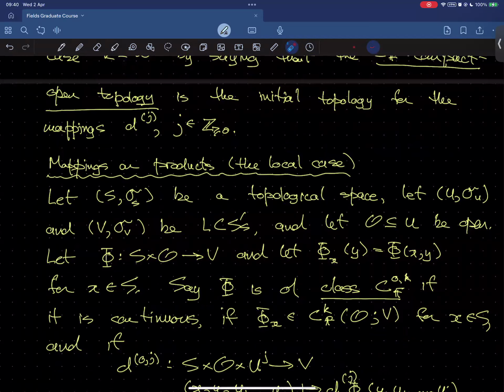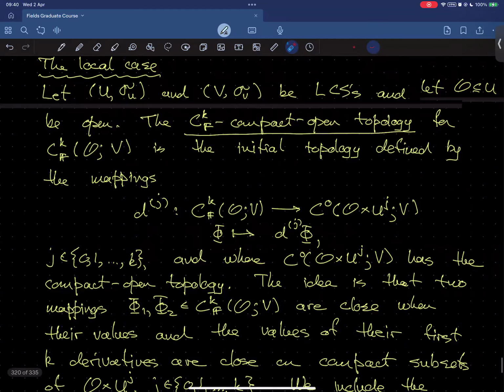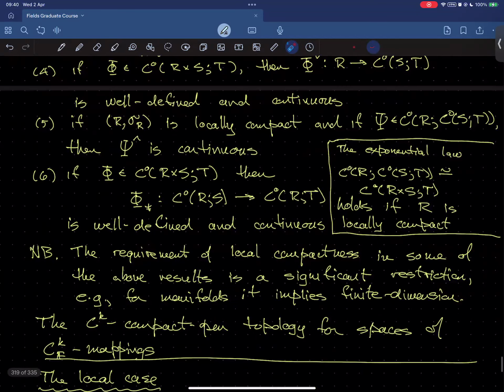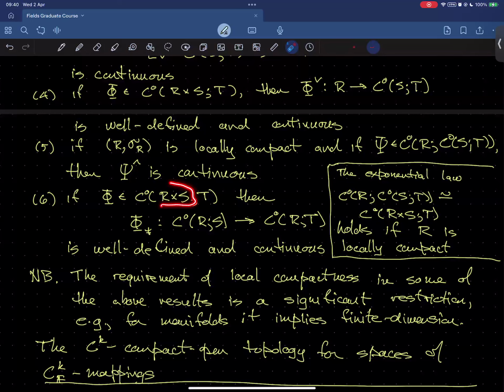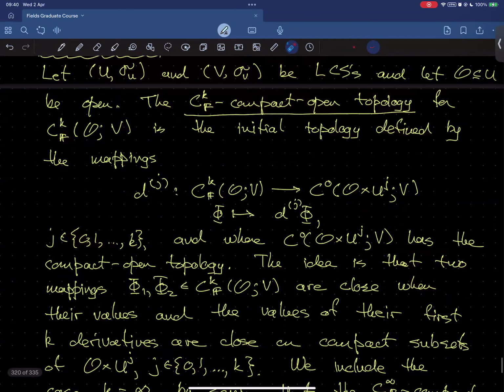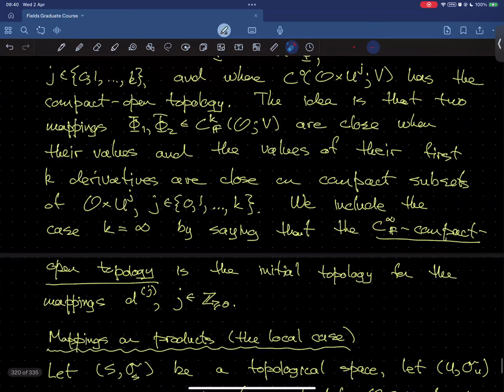So one of the annoying things about all of this discussion is we saw that we are interested in mappings defined on products. Because mappings defined on products correspond to mappings into spaces of mappings. So I have a mapping here into a space of mappings, and that corresponds to a mapping on a product. So mappings on products are important, so let me talk a little bit about those.